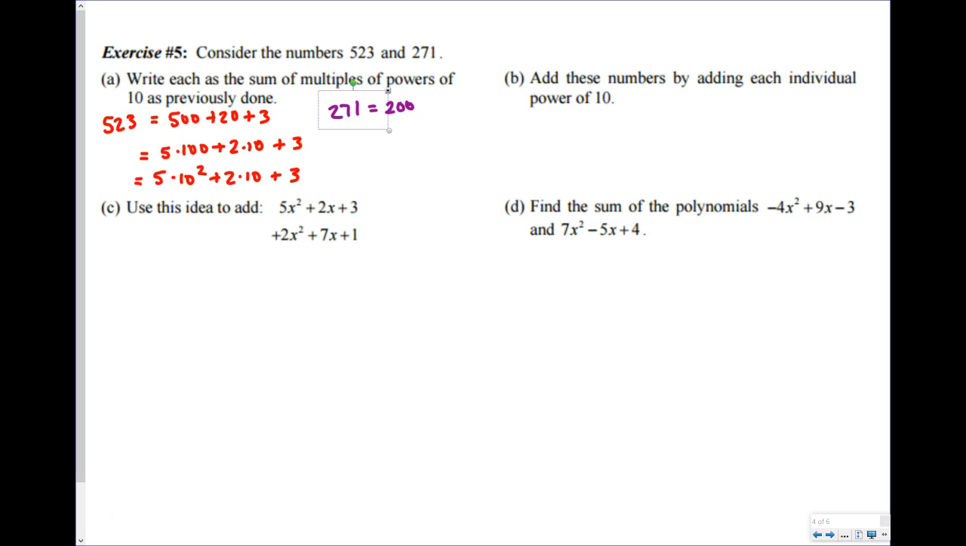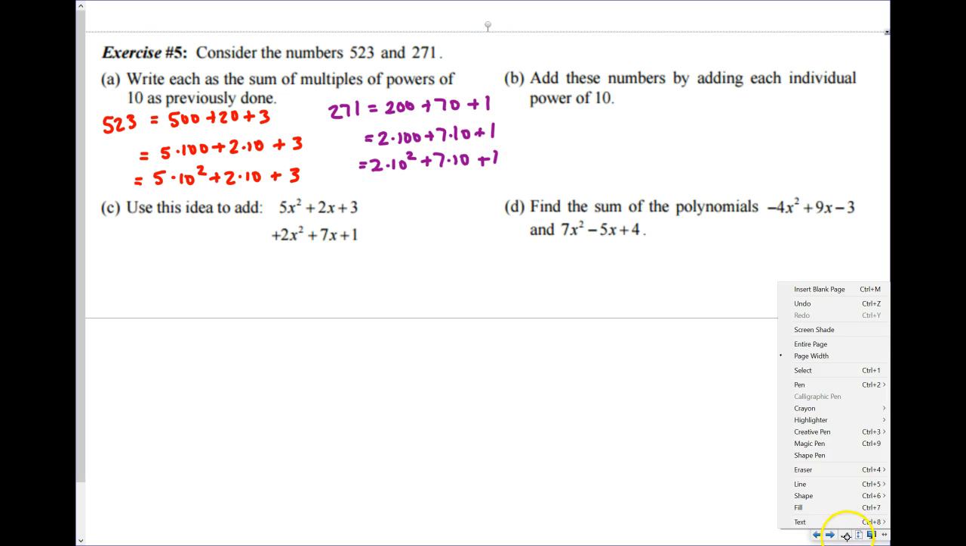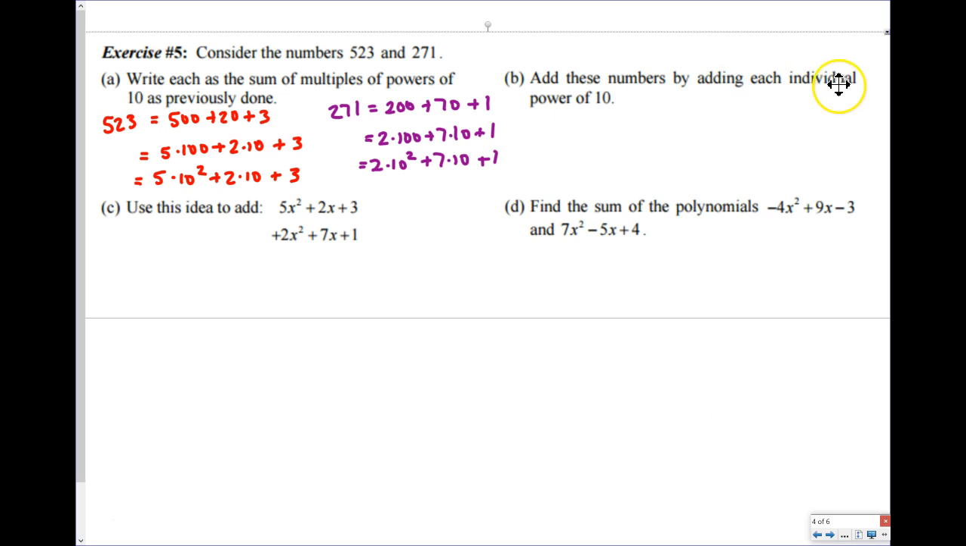271 is 200 plus 70 plus 1, which is the same as 2 times 100 plus 7 times 10 plus 1, which gives me 2 times 10 squared plus 7 times 10 plus 1. Okay, so I've broken it up into my powers of 10. Now it says add these numbers by adding each individual power of 10.